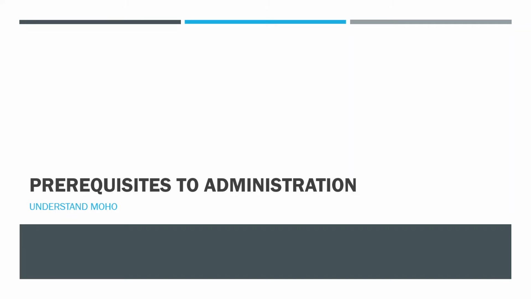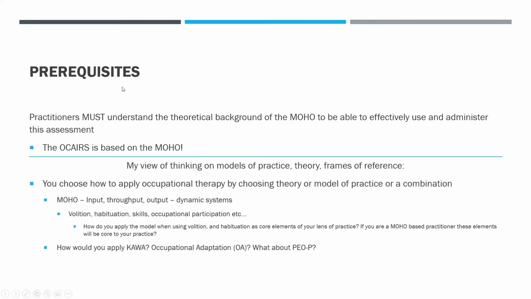So you need to prepare for this. You need to look at the OTPF, understand roles, values, beliefs, culture, context, all those different variables that are within the OTPF, and then understand how they are applied within MOHO and the lens that MOHO provides as a model of practice, or a practice model. So, prerequisites: the practitioner, again, must understand the theoretical background of MOHO to be able to effectively use and administer this assessment. One more time, the OCAIRS is based on the MOHO.